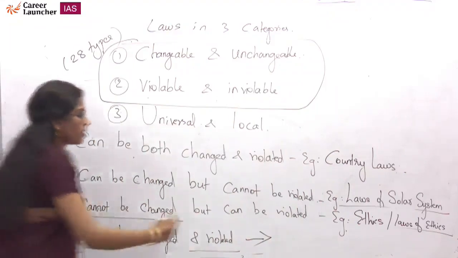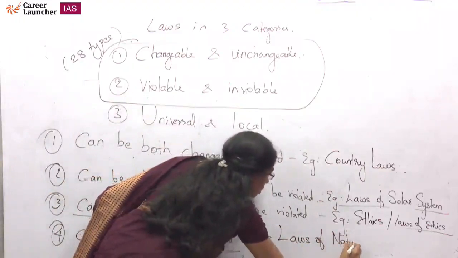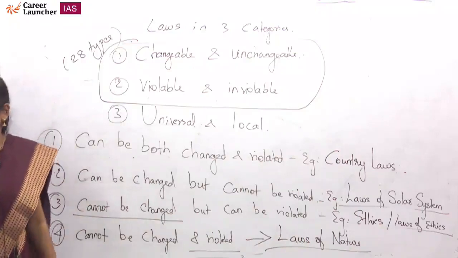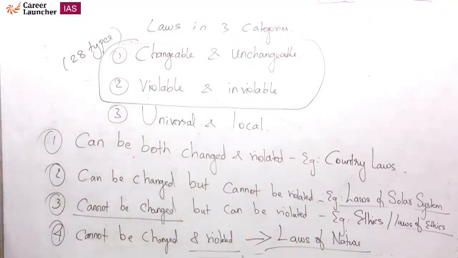Laws of nature. What are called laws of nature? Gravity. Can you change it? Never. Same way, the boiling point. According to natural law, boiling takes place at 100 degrees Celsius. Can you change it to 0 degrees? You can't. You can't change the color of blood. You can't say, I don't like red, let me have blue blood like an alien. So these are laws of nature, which cannot be changed or violated.